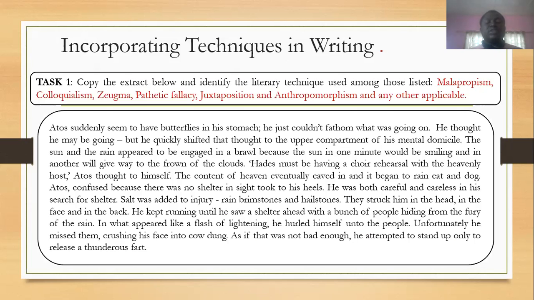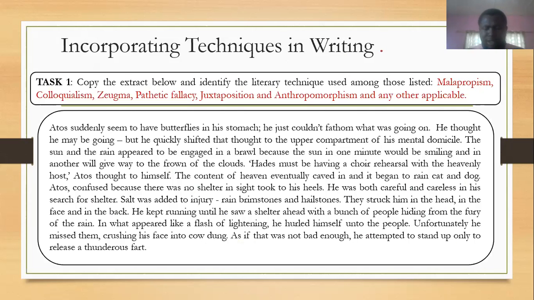For instance, when you read the first two lines, you have "Arthur suddenly seemed to have butterflies in his stomach. He just couldn't fathom what was going on. He thought he may be going, but he quickly shifted that thought to the upper compartment of his mental domain." So what we are saying is that butterflies in his stomach is a popular expression used all over the place. So it is a case of colloquialism.